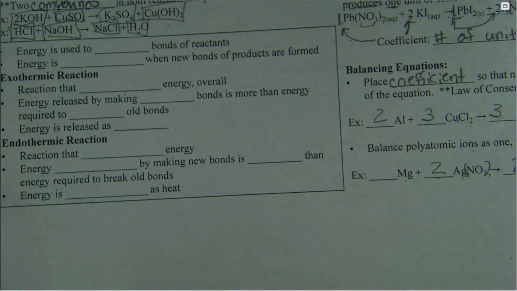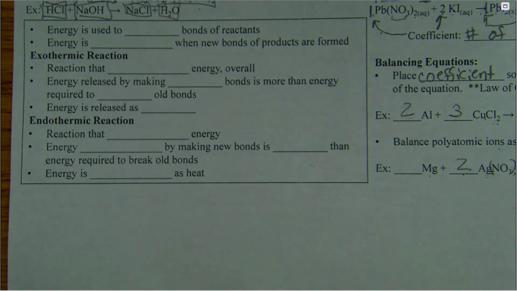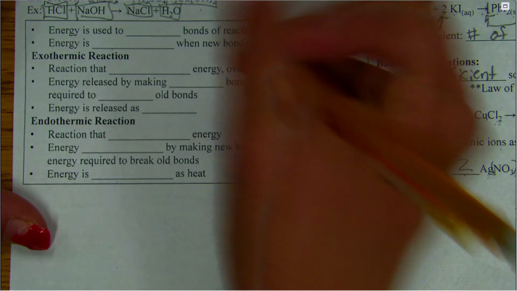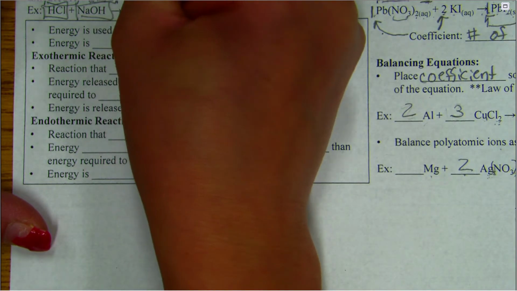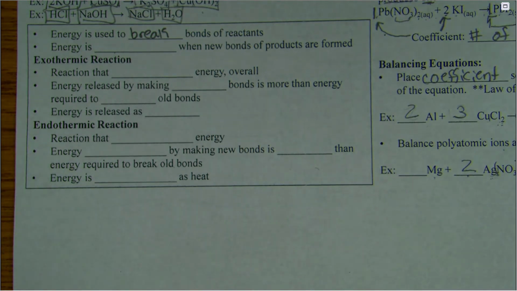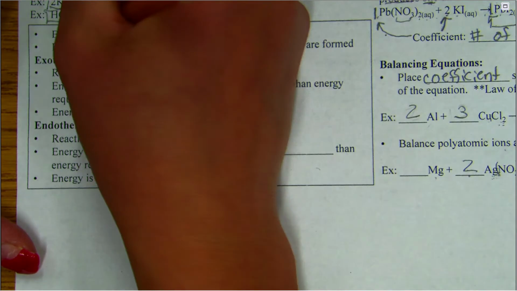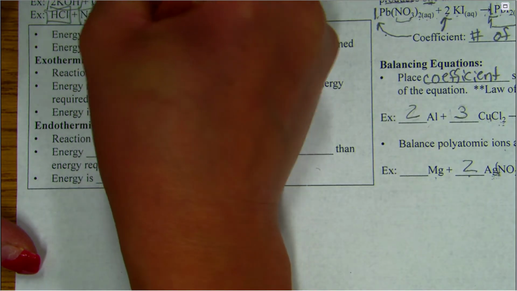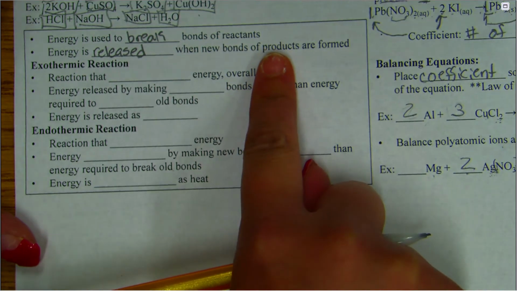Okay, so our final set of notes in this unit for reactions, we're going to talk about the energy transfer within a reaction. Energy is used to break bonds of the reactants. So basically, the reactants have to break apart in order to rearrange to make products. So when we break those reactants apart, energy is used. Energy is released when the bonds are reformed in the product side.